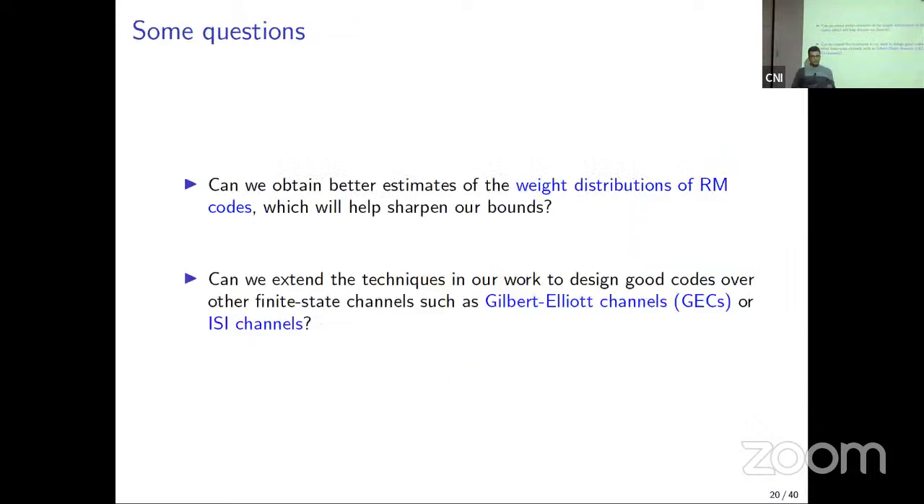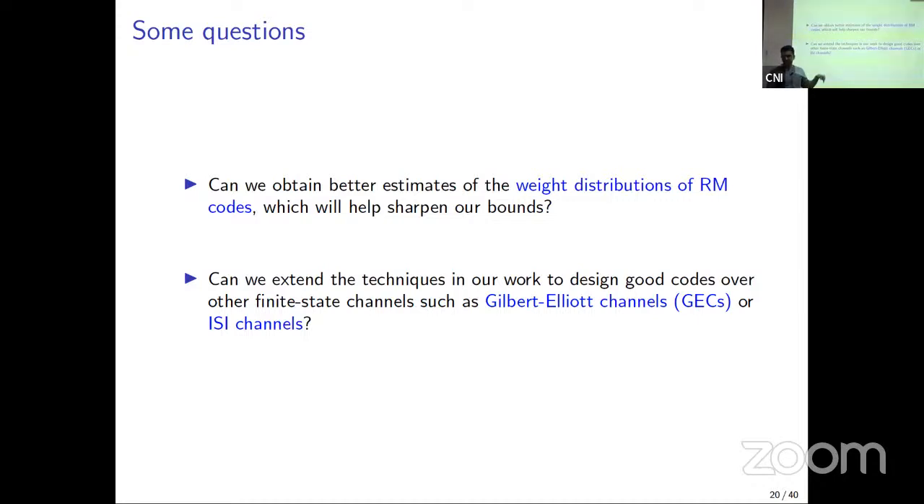All right, so before I conclude part 1A, there are some open questions here. These are very broad open questions. So one is, everything that we have done here depends on good bounds on the weight distributions of Reed-Muller codes. And this is a huge open problem. We do have some bounds on weight distributions of Reed-Muller codes also, but they're asymptotically not much better than the existing ones.